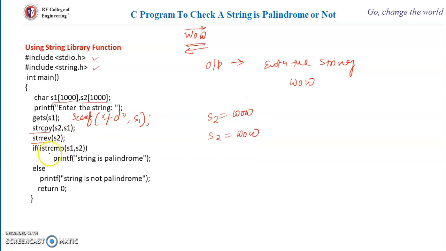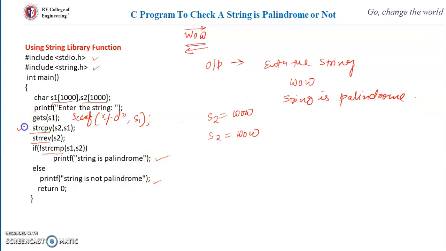Okay, and then strcmp, this is also another library function, string library function, which is used to compare two strings s1 and s2, and we'll check if it is equal, the string will be palindrome, else string will not be palindrome. So after this, what message will be printed, string is palindrome. So you can see here in this program, we have not written the logic to reverse the string. We have just used string library function.